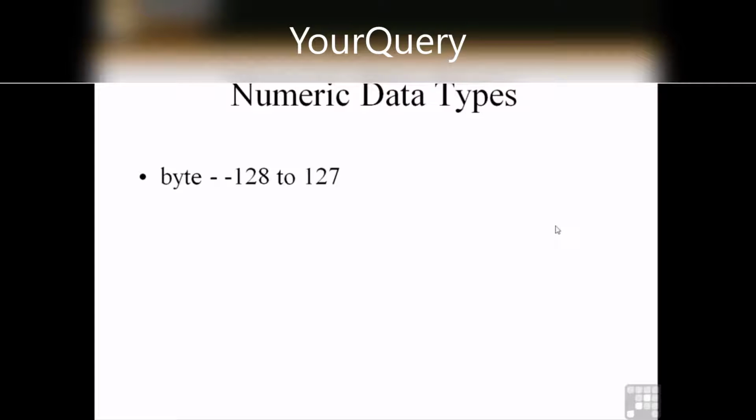The byte stores a small number in the range of -128 to 127. We'll very rarely use this data type, if ever. There's also the short, which stores a number in the range of -32,768 to +32,767, and again, we'll almost never, if ever, use short in this course.